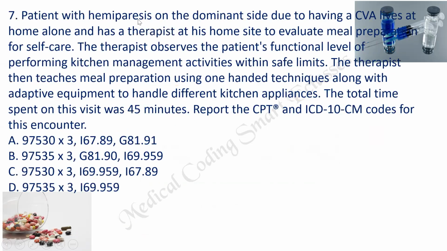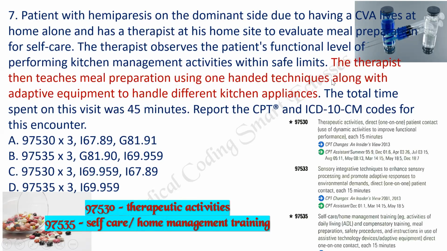Now, patient with hemiparesis on the dominant side due to having a CVA lives at home alone and has a therapist at his home side to evaluate the meal preparation for self-care. The therapist observes the patient's functional level of performing kitchen management activities within safe limits. The therapist then teaches meal preparation using one-handed techniques along with the adaptive equipment to handle different kitchen appliances. The total time spent on his visit was 45 minutes and record the CPT as well as ICD-10 CM codes for this encounter. What is the therapist doing? He is teaching meal preparation using one-hand technique along with the adaptive equipment.